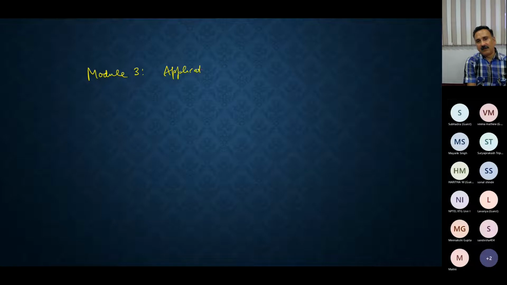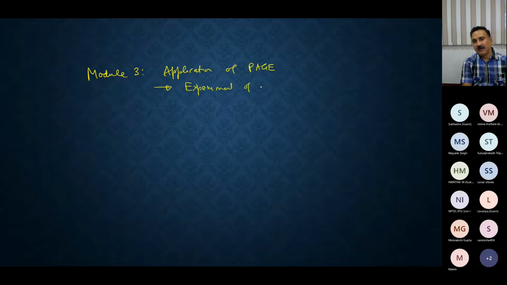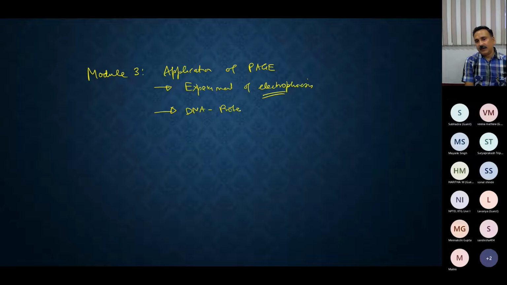And then in module 3, we discussed the application of the page, and we discussed some of the experiments related to electrophoresis, where we have taken some of the classical questions on how you can use and exploit electrophoresis. So we have discussed DNA protein interactions and so on. This is a broad summary of what we have discussed.